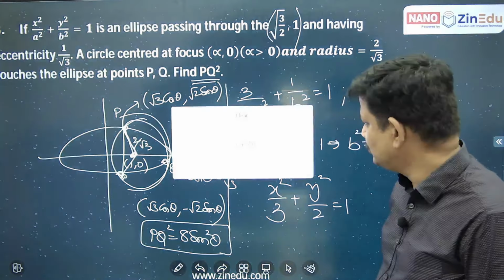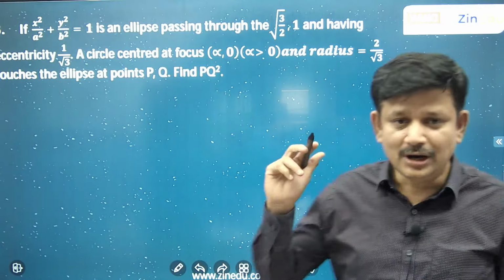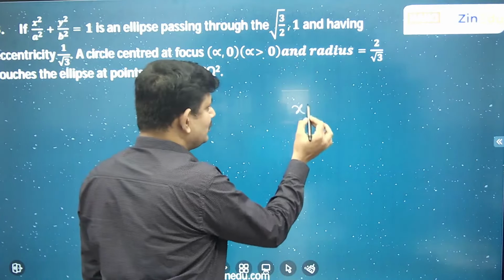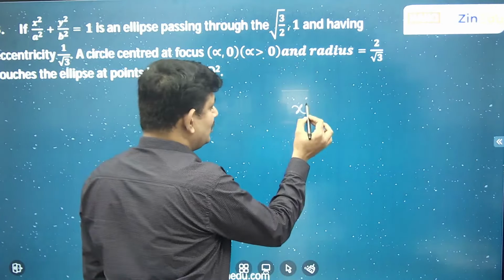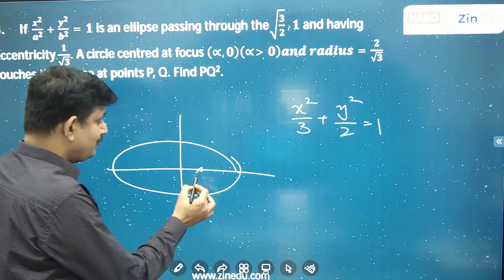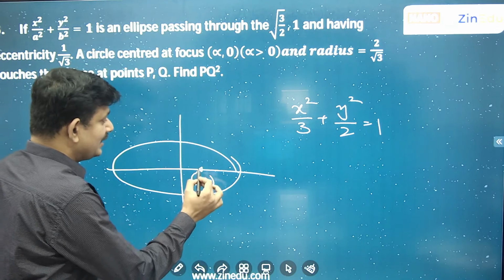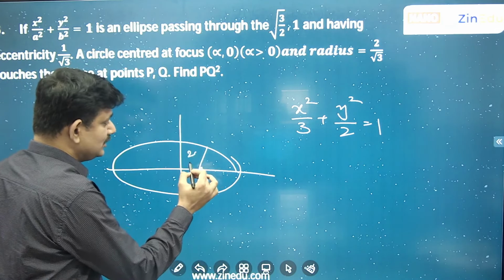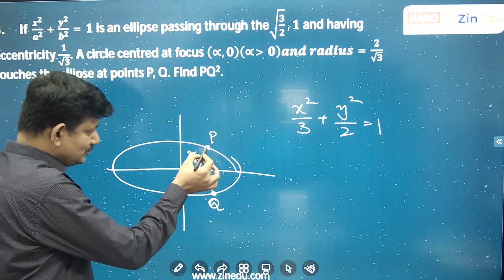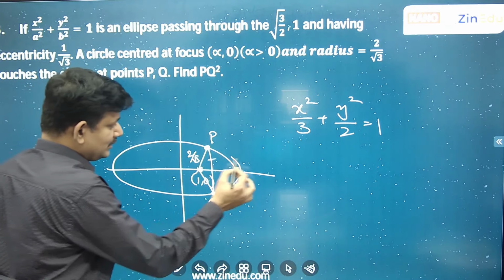So let's simply look at this once again. You got the ellipse equation, x square by 3 plus y square by 2 equal to 1. Up to that part you're all clear. Let's focus on the geometry part once. Coordinate geometry is all about learning the geometry. You're drawing a circle with the focus as center and radius 2 by root 3 to cut the ellipse at P and Q. He is asking you to find the value of PQ square.